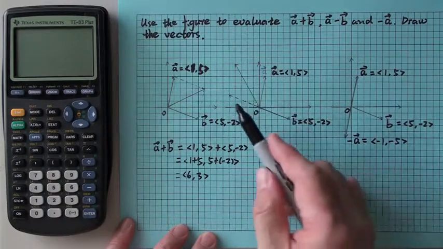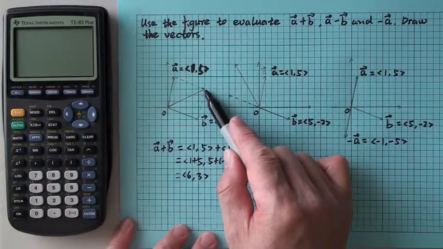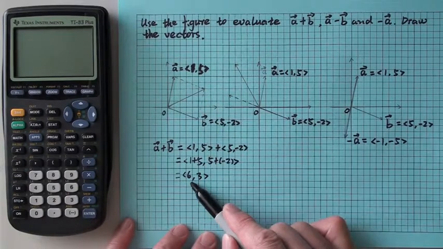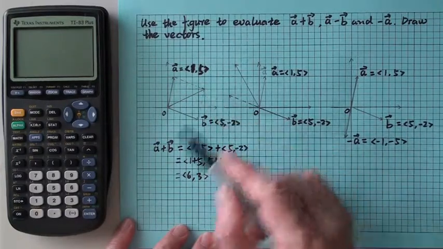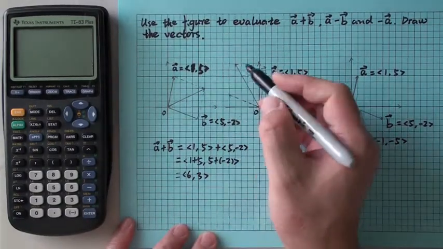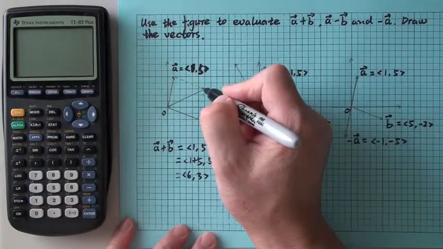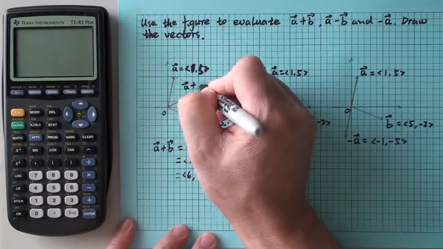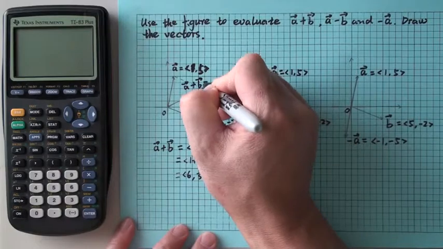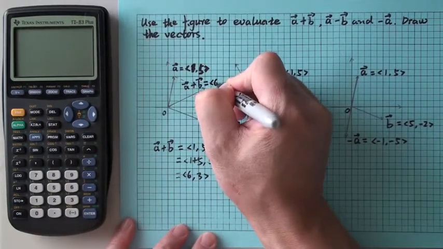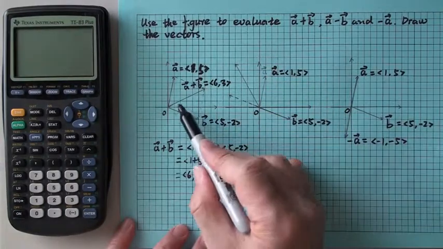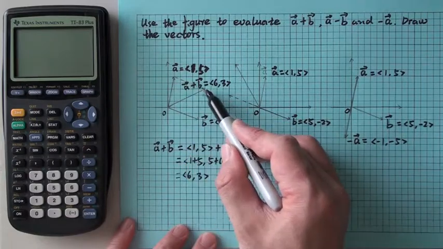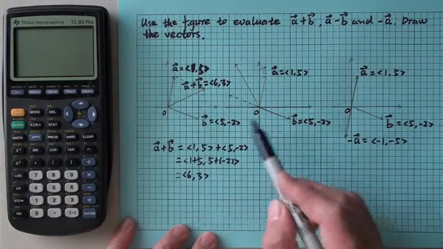So this is the ending point of the vector. 6 is here, 3 units up is right here. If you want to mark it, A plus B is 6, 3. That's this diagonal of the parallelogram.